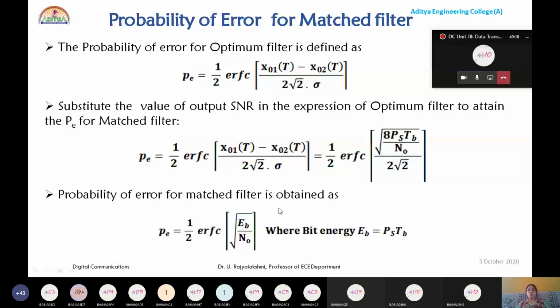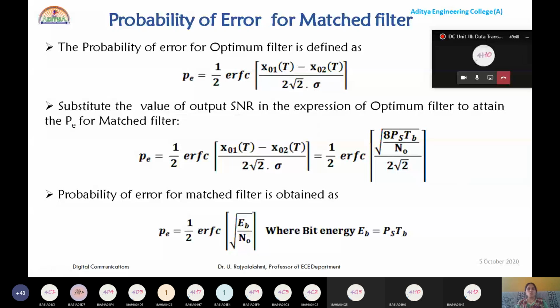half ERFC of root of this PS into TB, which is EB. So root 8 is 2 root 2, so 2 root 2 gets cancelled. So you will get it as half ERFC of root EB by N naught, where EB is the bit energy which is obtained as PS into TB. Now with this we can complete the probability of error for matched filter.